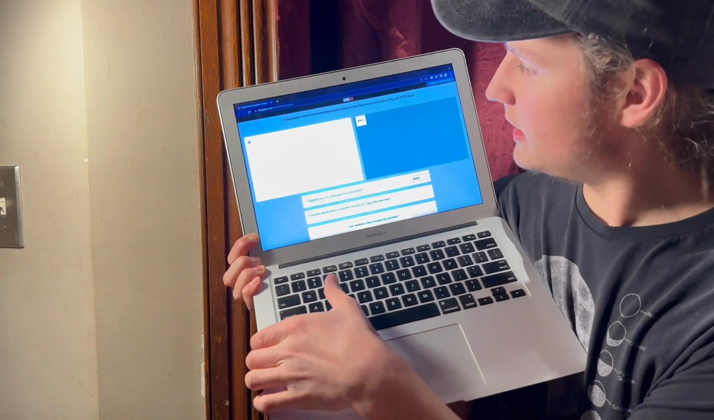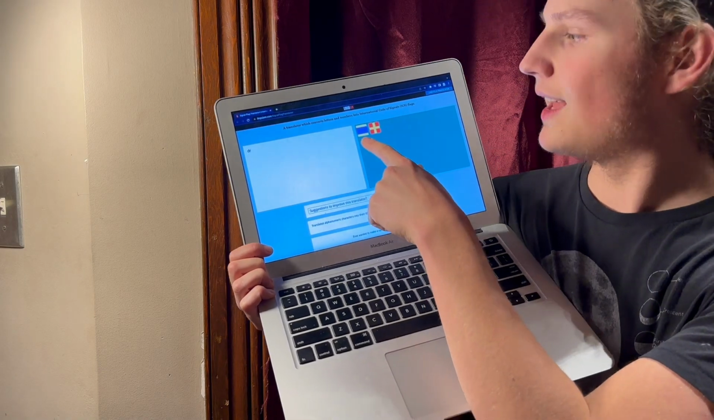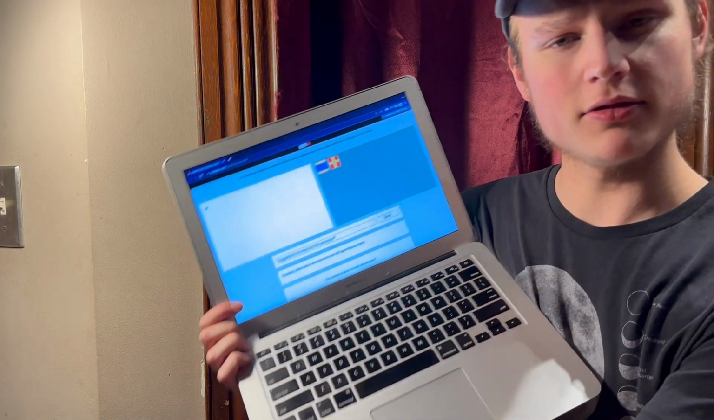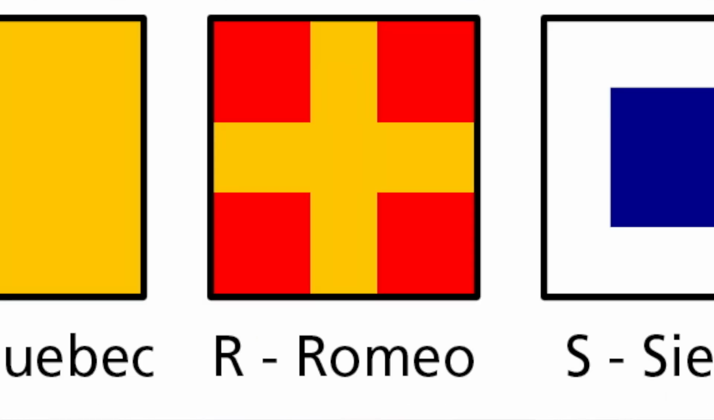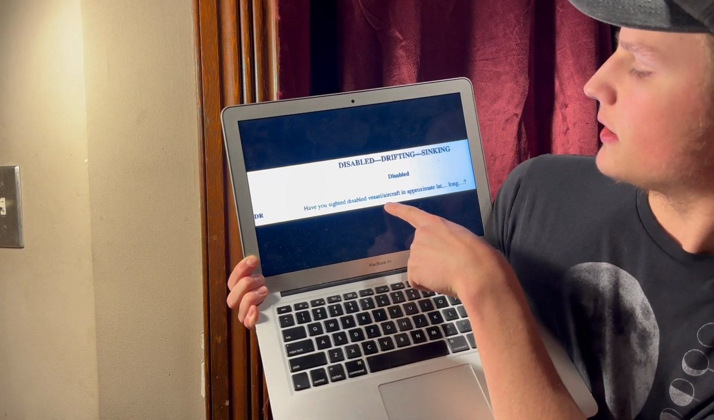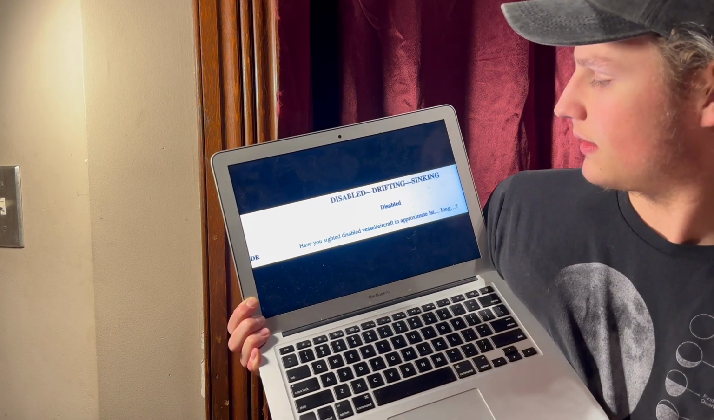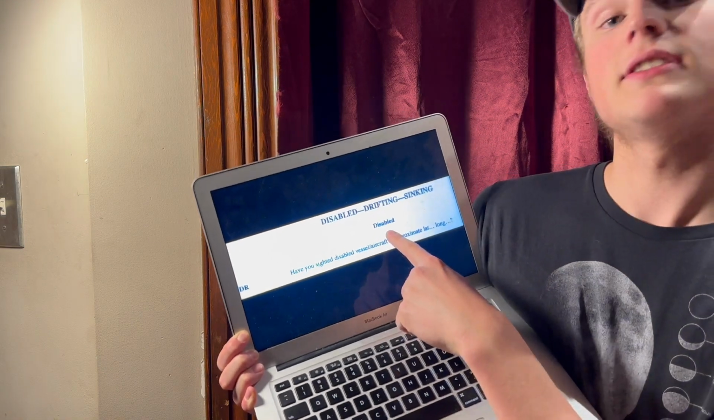And then mine, which I did DR for David Rubin. If you have a D and then R, remember the R from earlier, that is my initials in signal flags. And that is right here, which is: have you sighted disabled vessel/aircraft in approximate latitude and longitude? Disabled. It's interesting. Just a coincidence, but yeah. I thought that was very cool.